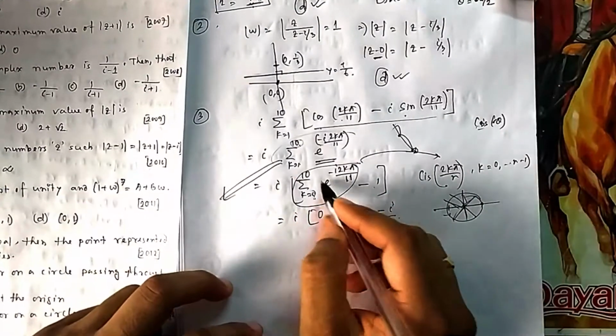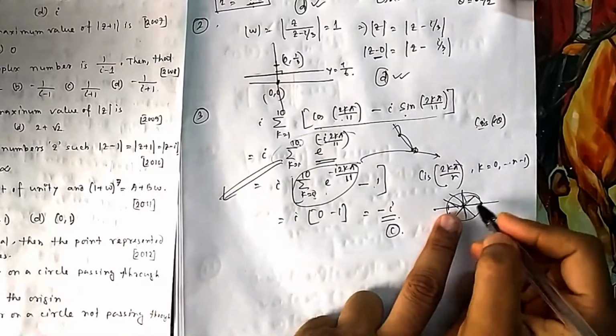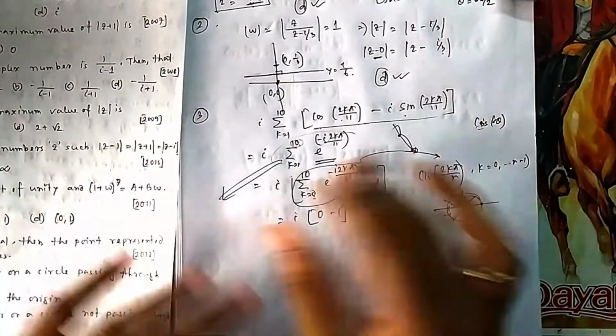You can recall this is the nth root of unity, but there is a change here, only the minus sign. That will just change the positions. But if you add all these, again it will be the same.